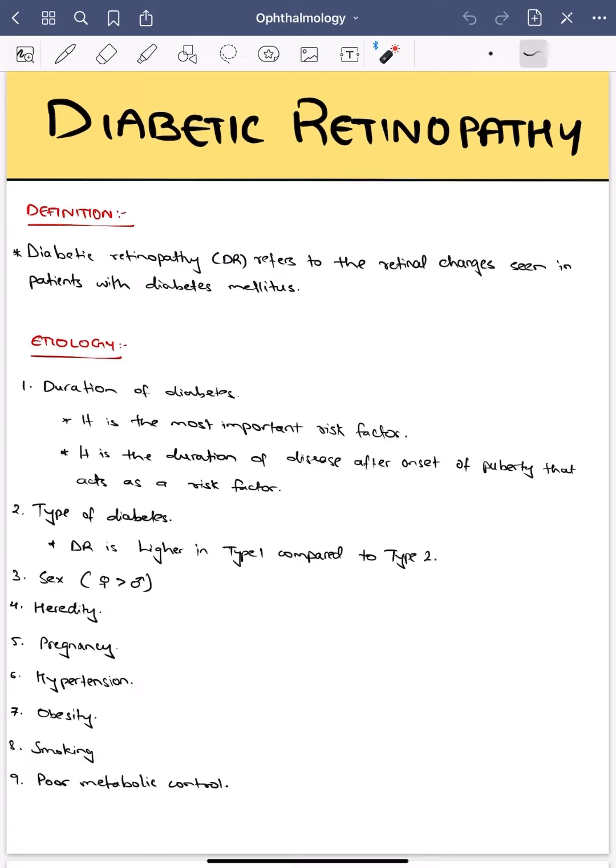Now, the type of diabetes: diabetic retinopathy is higher in type 1 compared to type 2, and it is more common in females than in males. So these are the etiological factors.